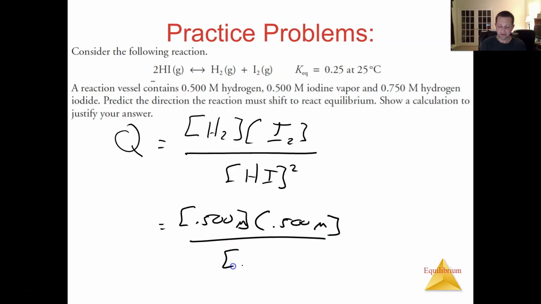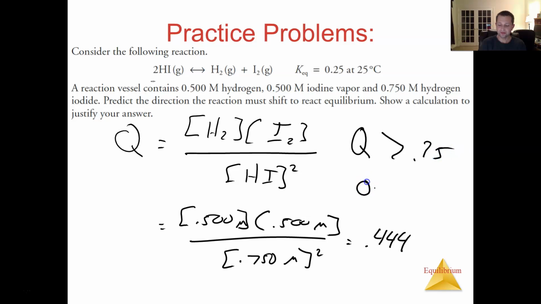And my reactant, HI, was 0.750 molar squared. Okay, what do we end up with? We plug it into our calculator and we get a Q value of 0.444. All right, let's compare it. So in this case, Q is 0.444. That is greater than 0.25. All right, so Q is greater than KEQ.